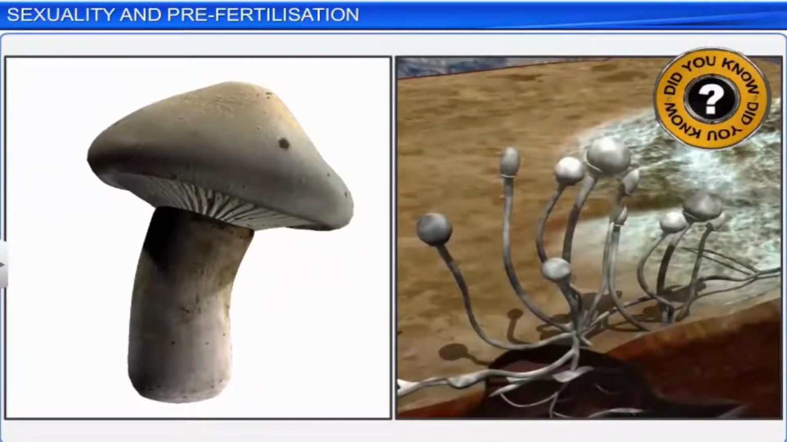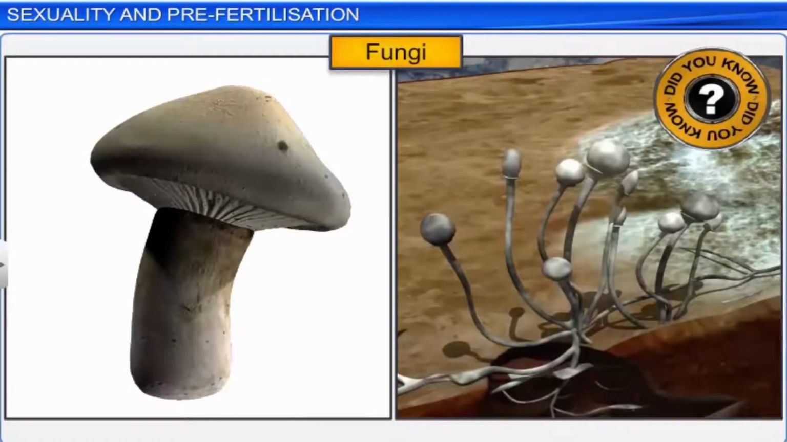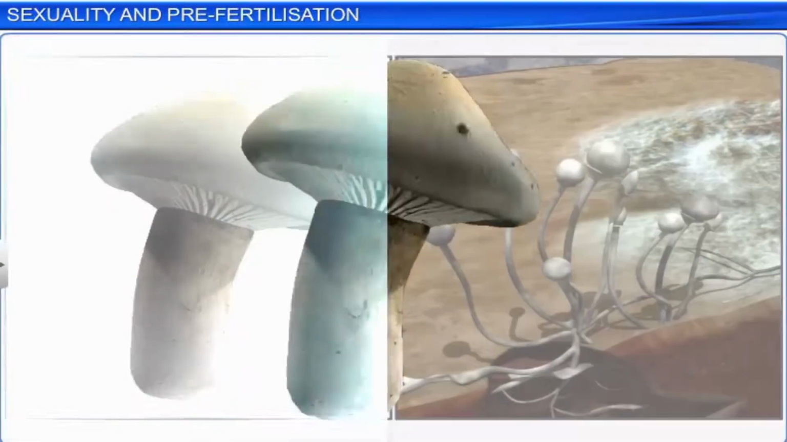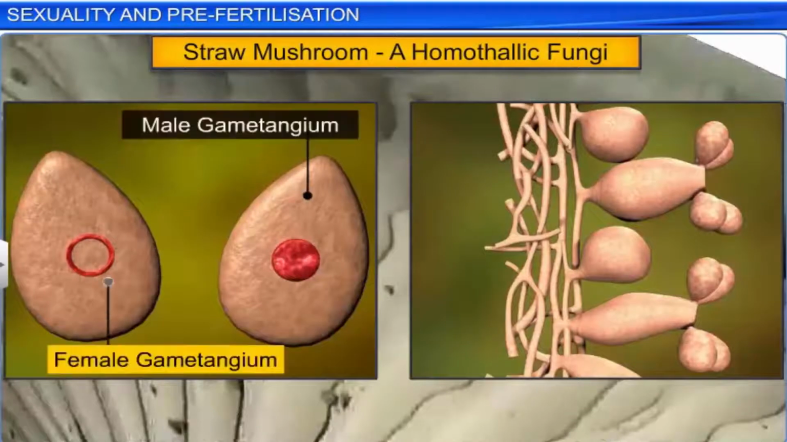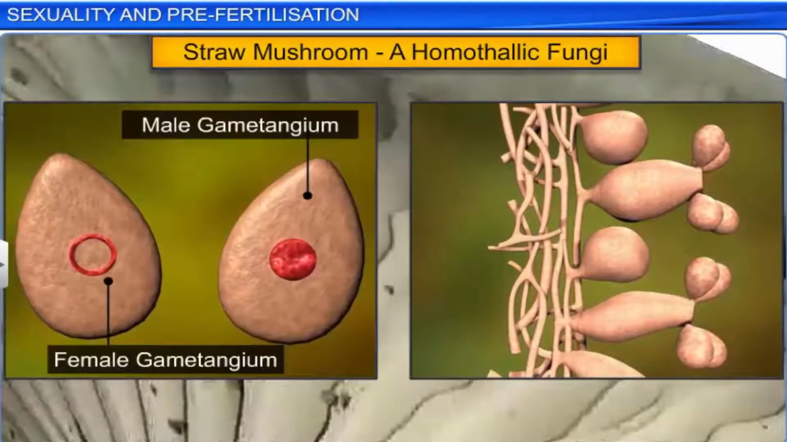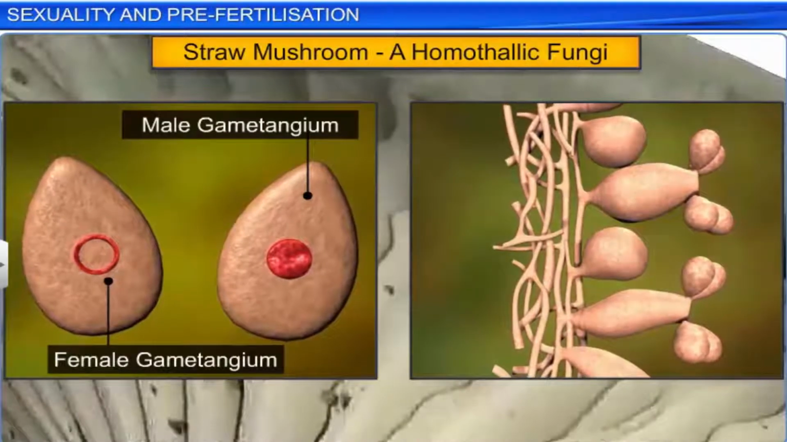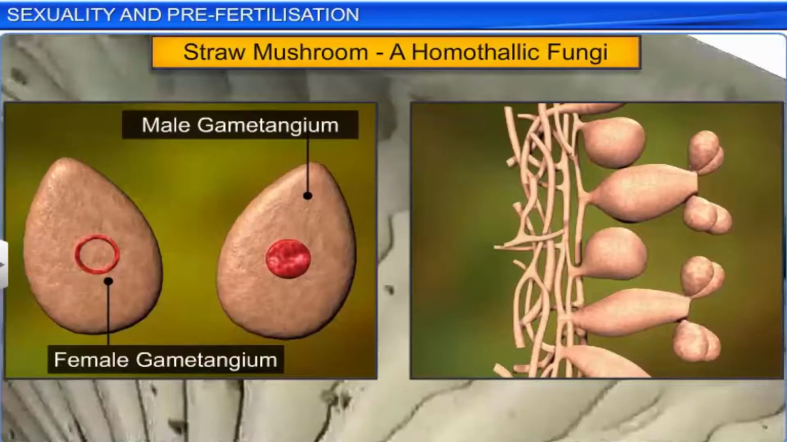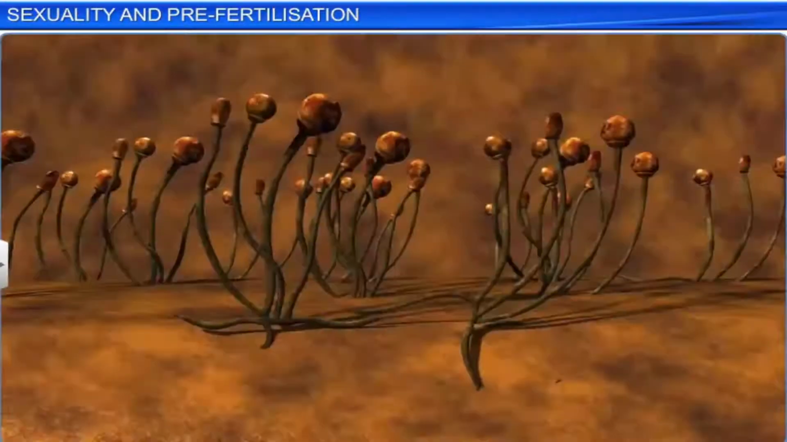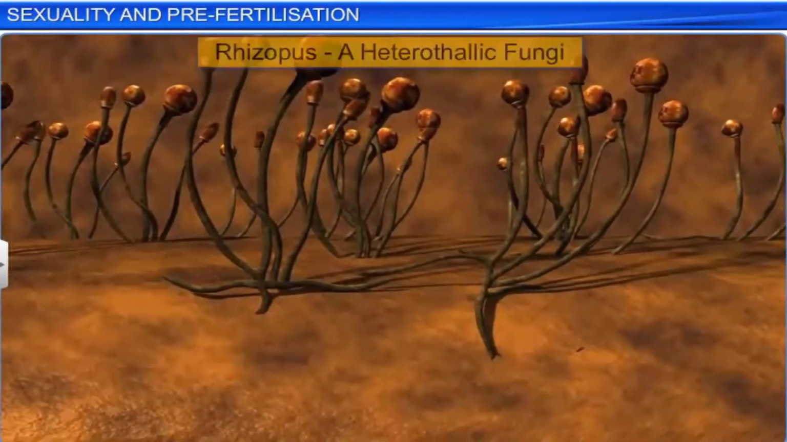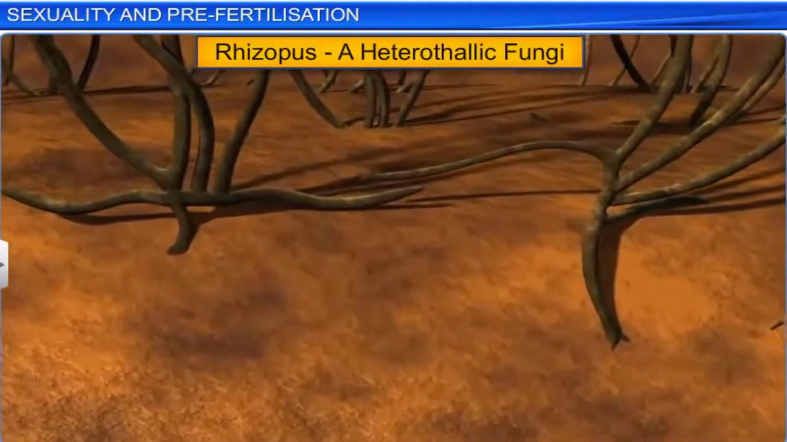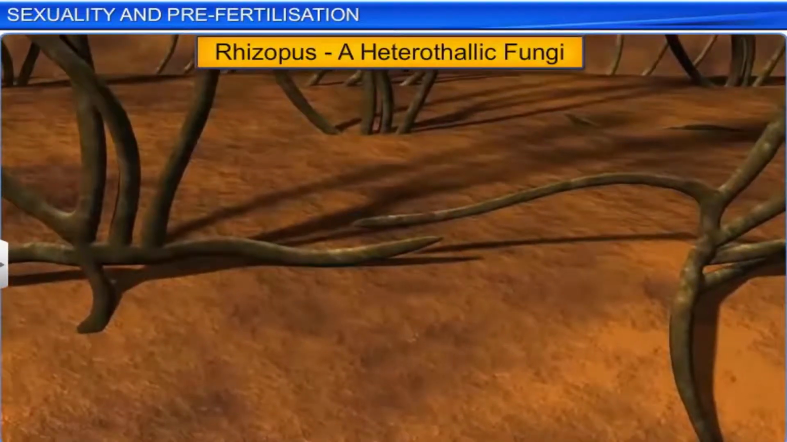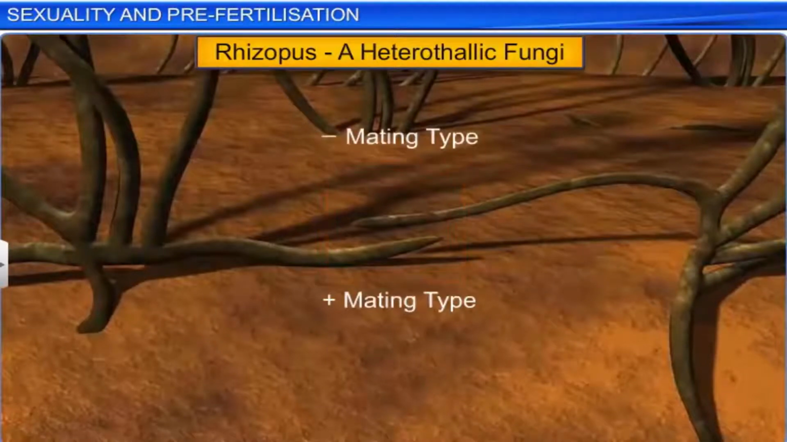Did you know that we come across bisexual and unisexual organisms even in fungi? Bisexual fungi, such as the straw mushroom, bear the male and female gametangium, the plus and the minus mating type, on the same thallus. Hence, these types of fungi are also known as homothallic. This is in contrast to heterothallic fungi, such as Rhizopus, which bears the male and female gametangium, that is, the plus and minus mating type, on different thallus.